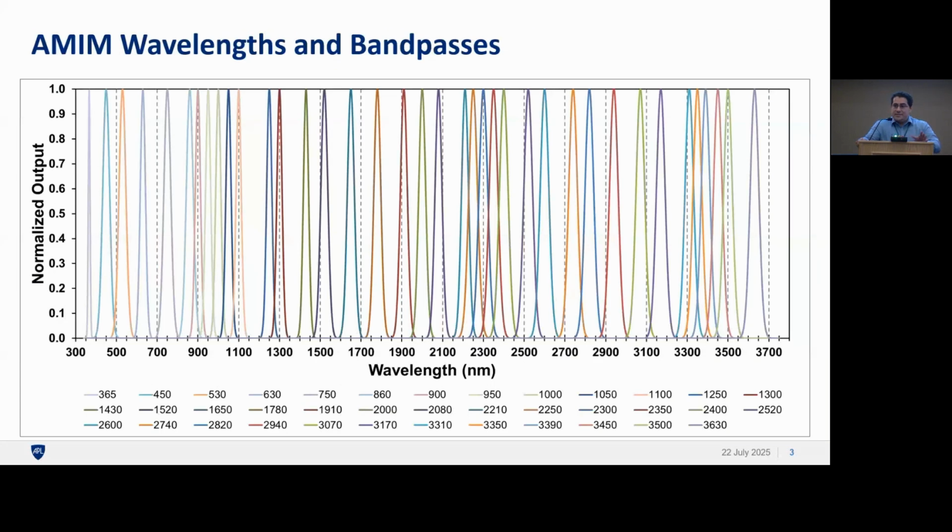Okay, this just gives you a sense of the wavelengths that we have, with narrow bandpasses of about 10 to 20 nanometers in the near infrared and about 50 in the mid-wave infrared. Next slide.